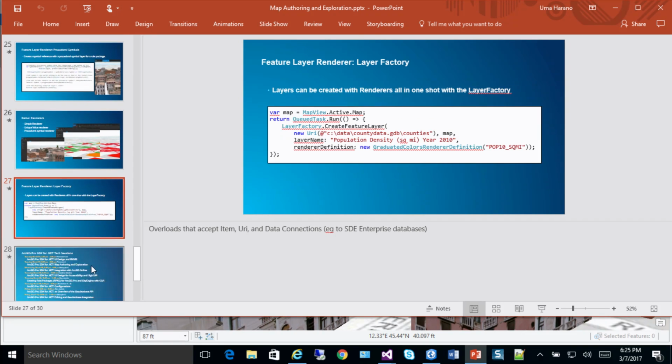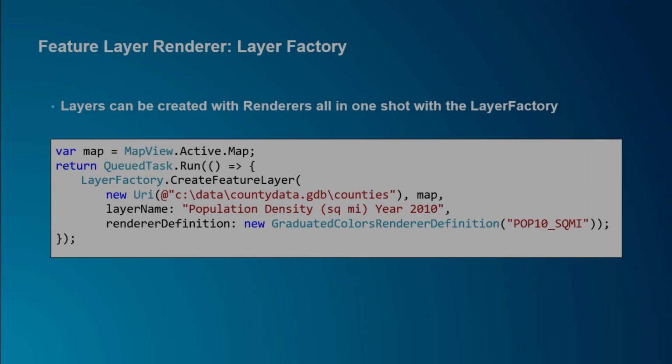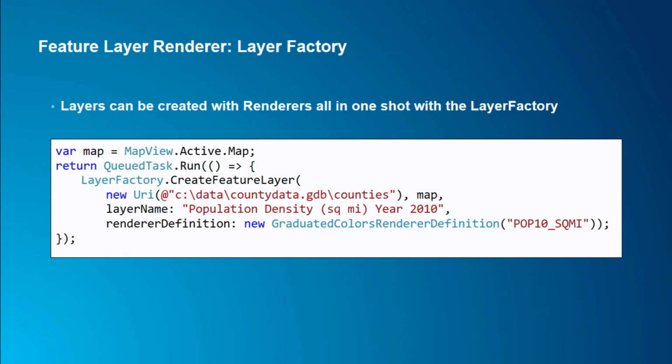So now going back to the slides, I have one more slide. This slide basically, you can use the layer factory's create feature layer, and you can create a layer with a renderer in it all in one shot. So it minimizes code, and it's a convenient method.